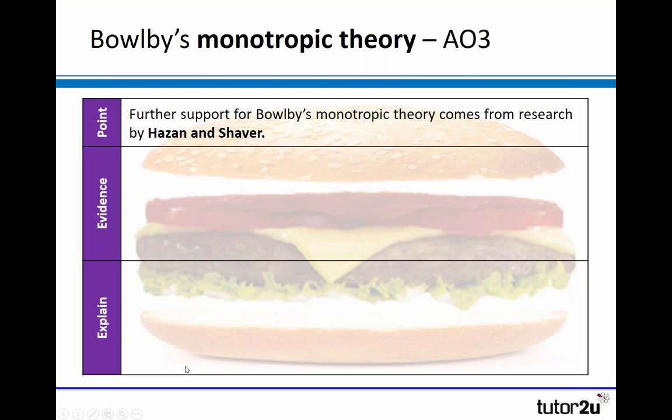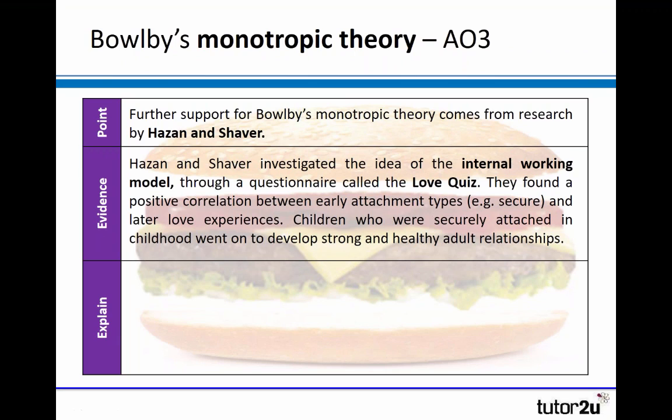Okay, I might say that further support for Bowlby's monotropic theory comes from research by Hazen and Shaver. Again, I'm going to bring in what they found. So they investigated the idea of the internal working model in Bowlby's theory through a questionnaire called the Love Quiz. What they found was that there was a positive correlation between the type of attachment you have as a child, okay, and your later love experiences. So children who had a nice, loving, securely attached childhood went on to develop strong and healthy adult relationships.